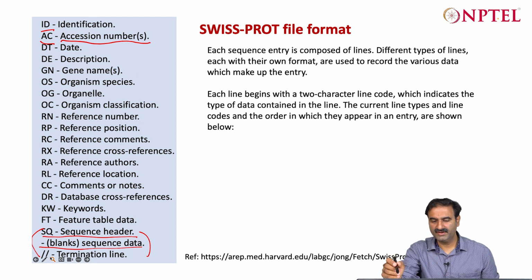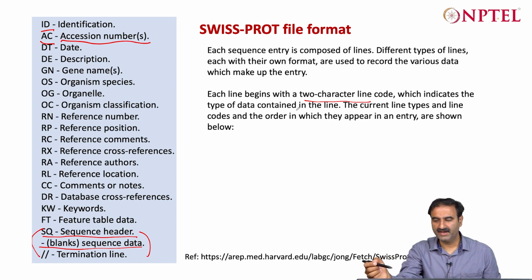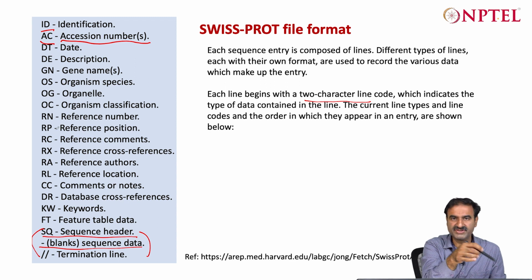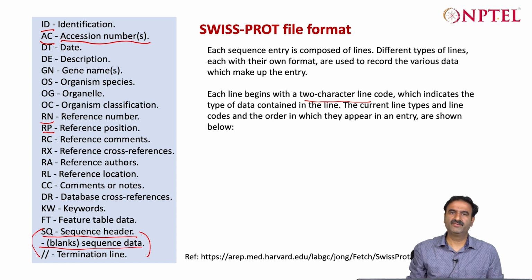So basically if you see here, each line begins with a 2-character line code, okay, which indicates the type of data that is contained in that line. And then if for example some data is not available, for example reference number or reference position is not available, you may like to skip this identifier RN or RP in your format if you want to create it, or you can put some NA or not available in that position. So both are acceptable.